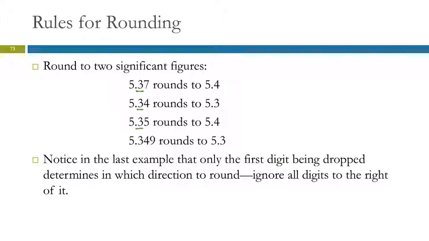This last one, rounding to two significant figures, again, we're keeping the 3 in the tenths place. We're only going to look at the first digit that we're dropping, the 4. We don't care about the 9. I don't care that the 9 may round the 4 up to a 5, which would tell us to round the 3 up to a 4. The 9 doesn't mean anything. So just look at the first digit. So this would remain 5.3. Okay? Any questions about that?